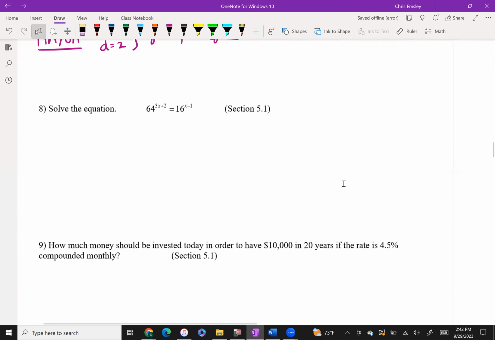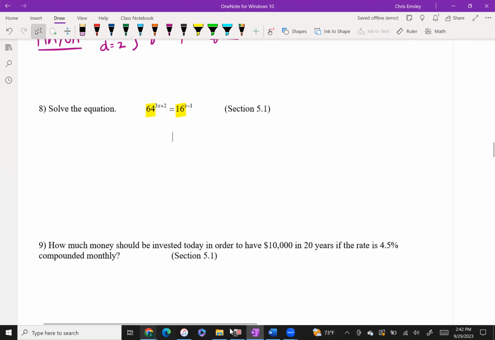Okay, number 8, now we get into some of our exponential functions. So here we have an equation with exponential functions. We can't solve when variables are trapped up there in those exponents, so we have a couple different techniques we can try. The first thing I want to look at here, the easiest way to solve these, is if we can rewrite them to have a matching base. Can we write 64 and 16 in some kind of matching base so we can use our one-to-one property?